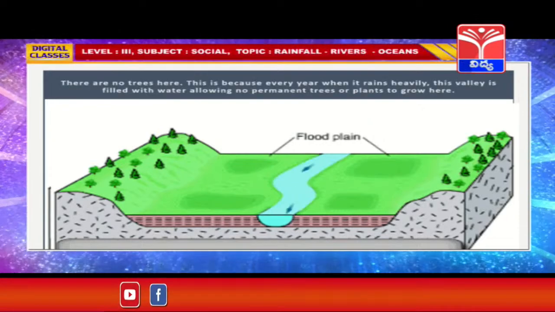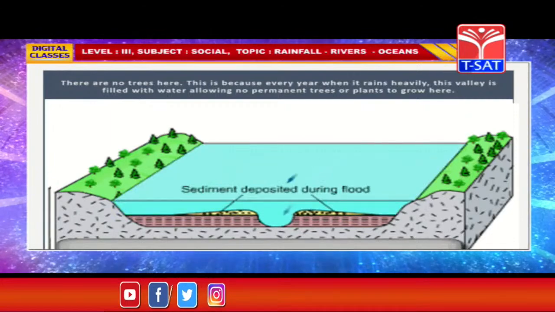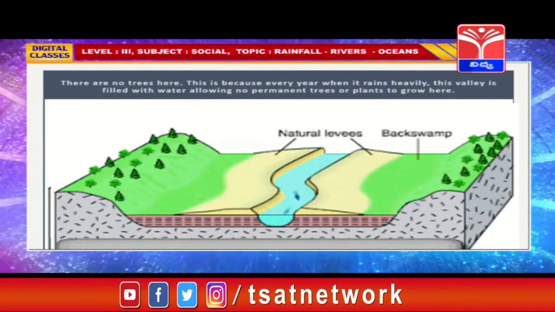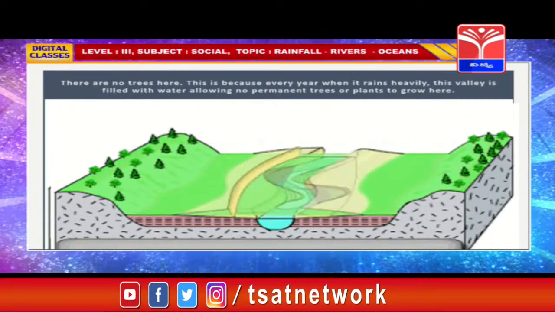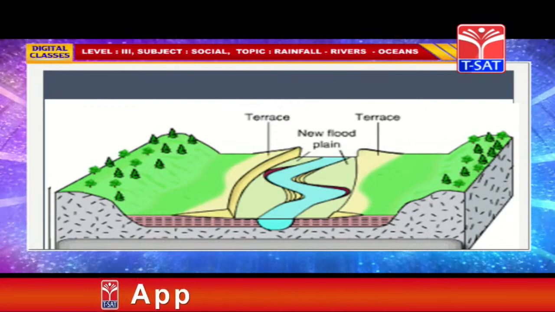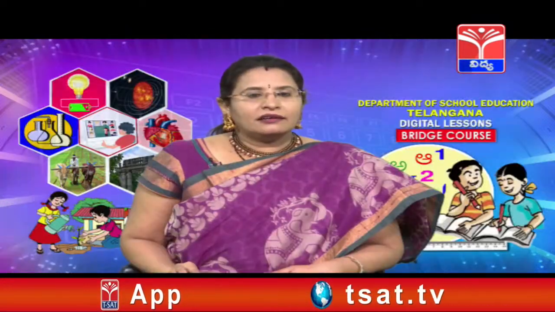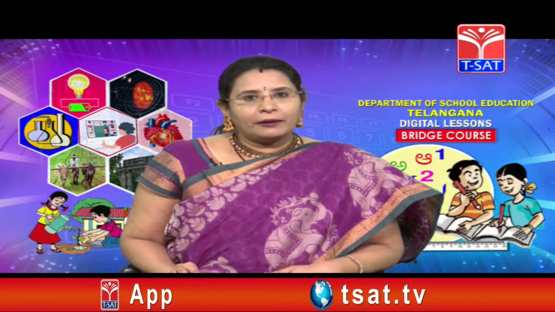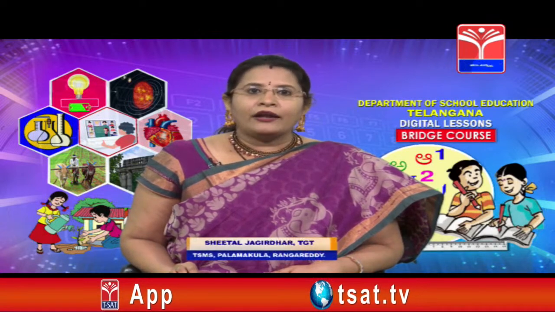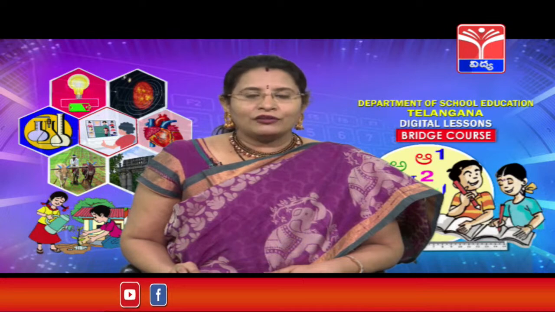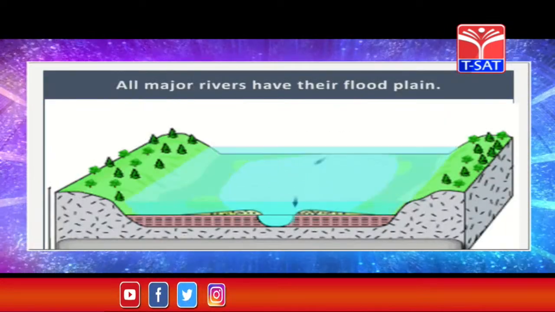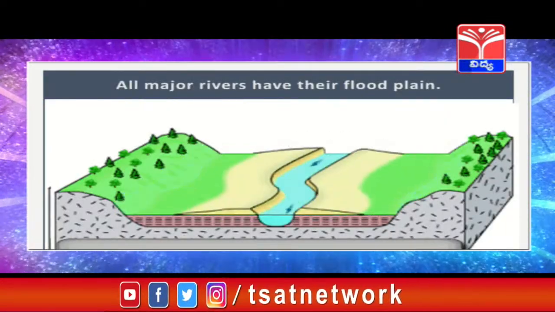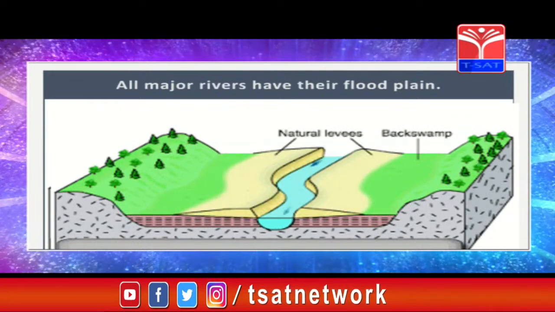There are no trees here. This is because every year when it rains heavily, the valley is filled with water, allowing no permanent trees or plants to grow here. And this treeless bed is called the floodplain of the river. All the major rivers have their floodplain. Now this is about the floodplains near the rivers.